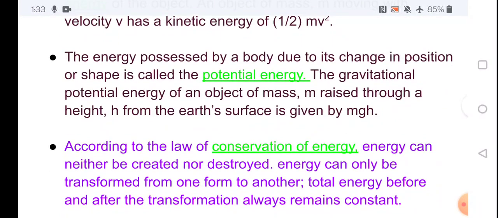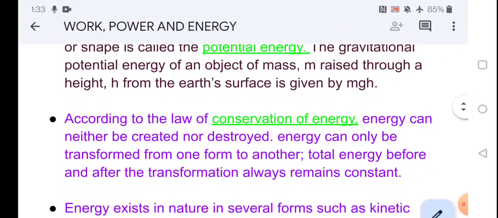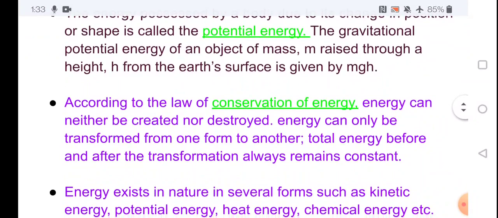The sum of the potential energy and kinetic energy is called mechanical energy. What is meant by the law of conservation of energy? Energy can neither be created nor be destroyed. It can simply transform from one form to another form, and the total energy will remain constant before and after transformation.